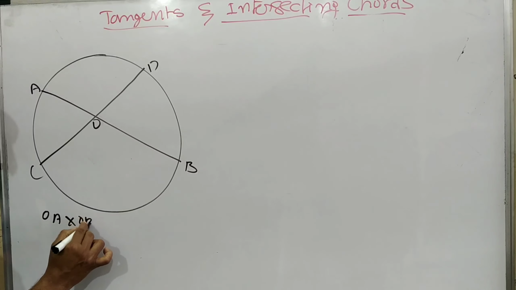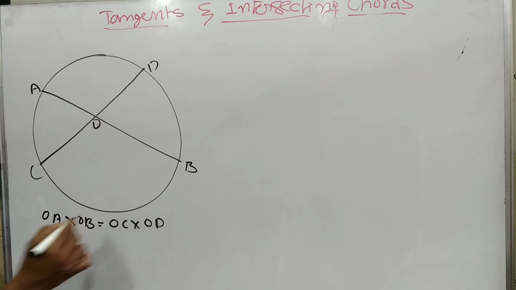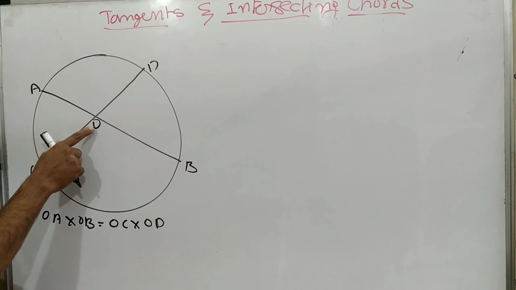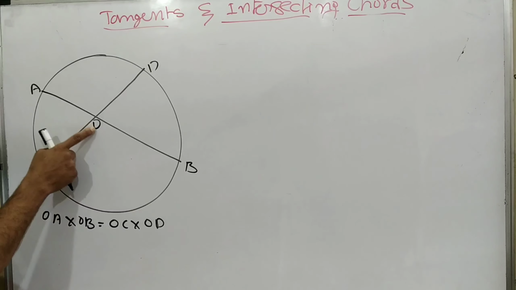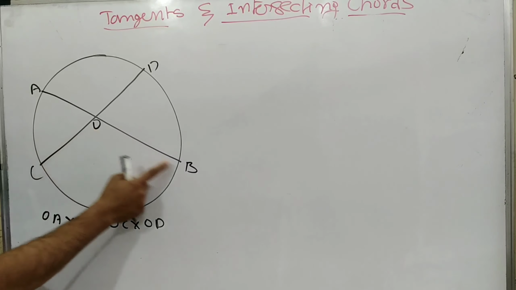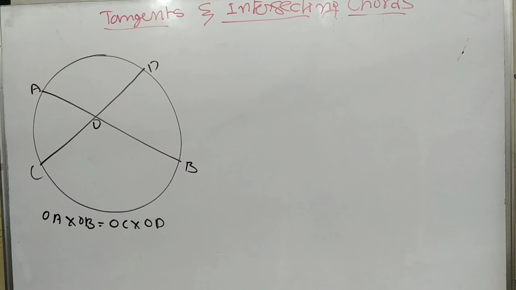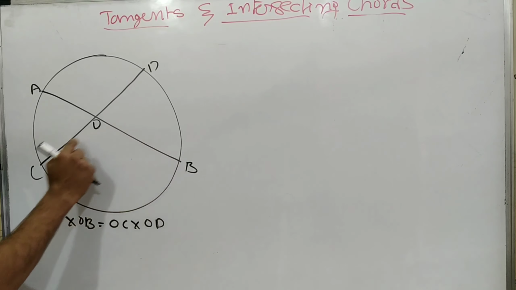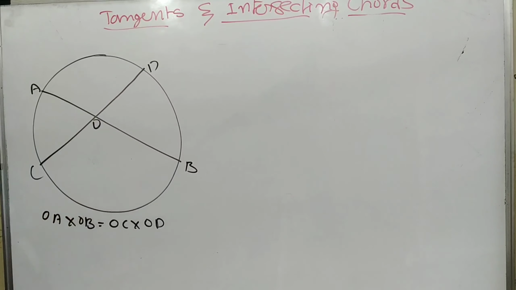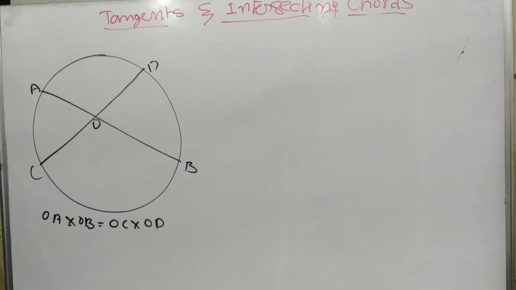multiplied by OB. Similarly, the length of OC multiplied by OD. So where the intersecting point is, from the circumference to the intersecting point, in the same way the corresponding part we are also taking. So you can write AO multiplied by OB equals OC multiplied by OD. You can remember this as one formula while you are solving the questions.